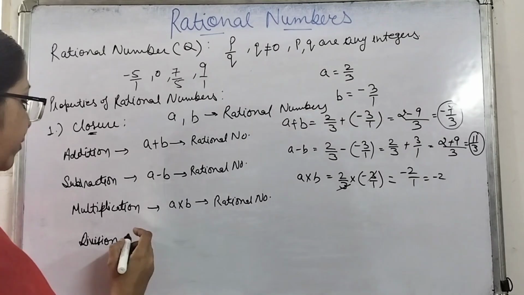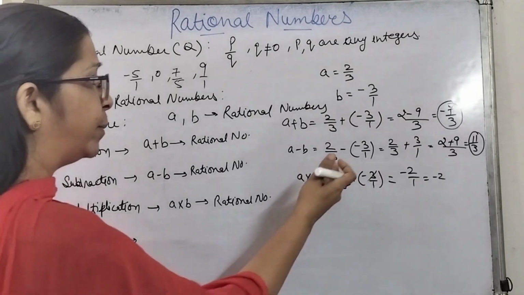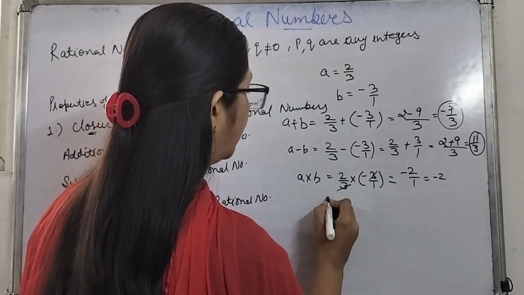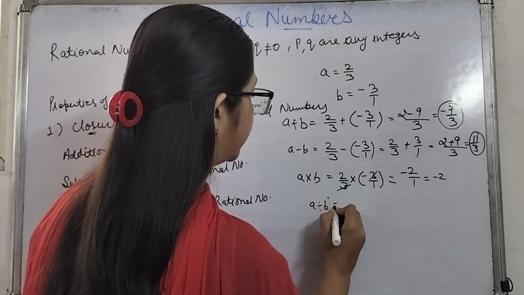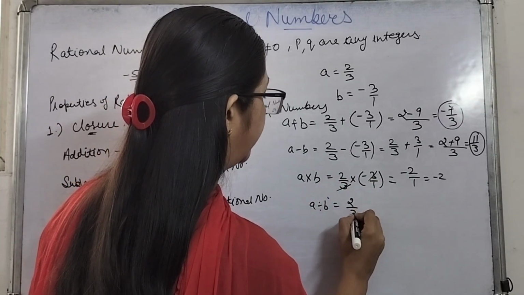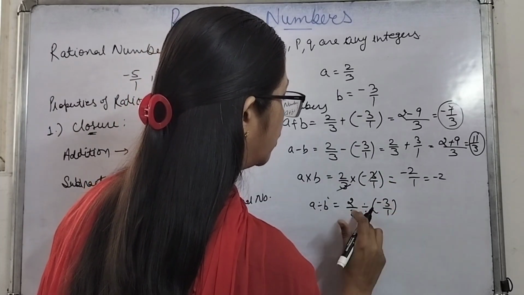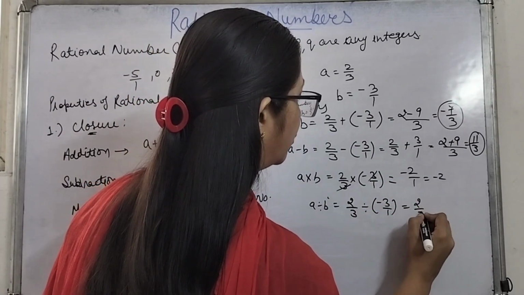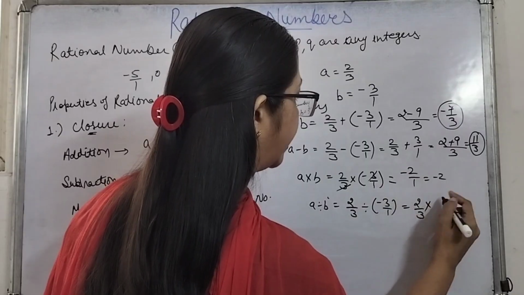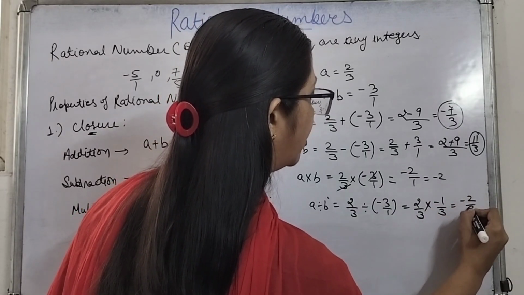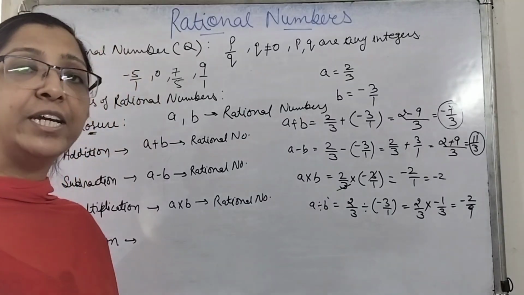Now let's check for division. If we divide these two rational numbers, will the result be a rational number? A divided by B, where A is 2 upon 3 divided by B, which is minus 3 upon 1. So we will change this division sign to a multiplication sign and we will reciprocate the number. So it will be minus 1 upon 3, that will be minus 2 upon 9. This is a rational number.